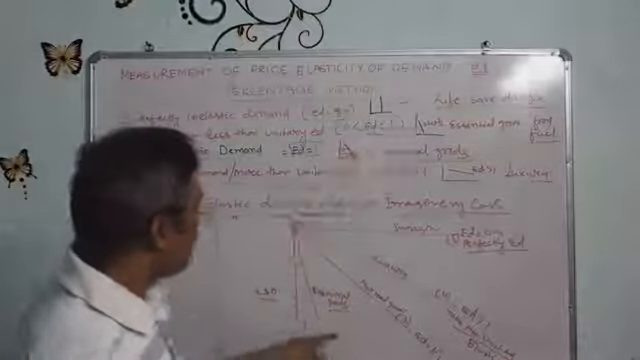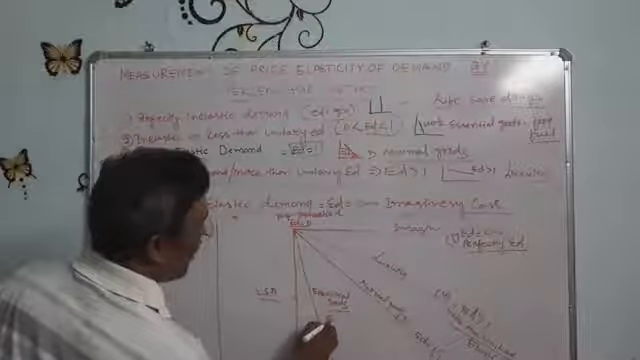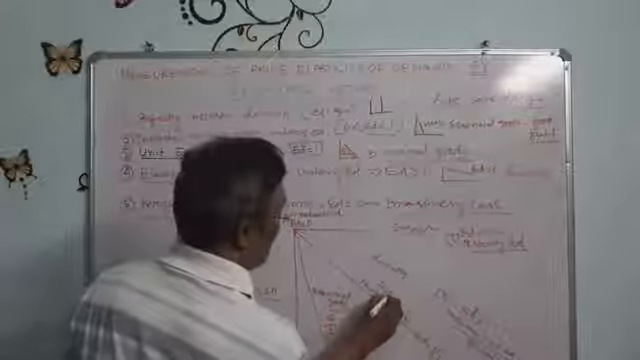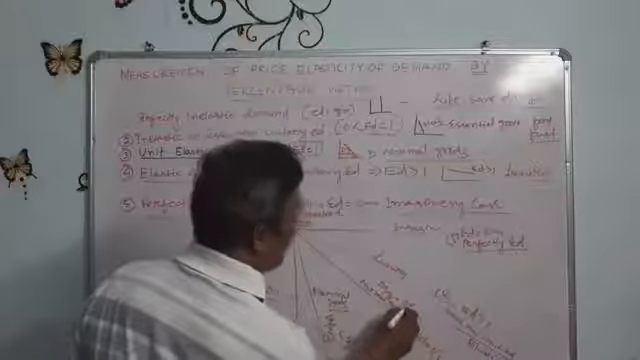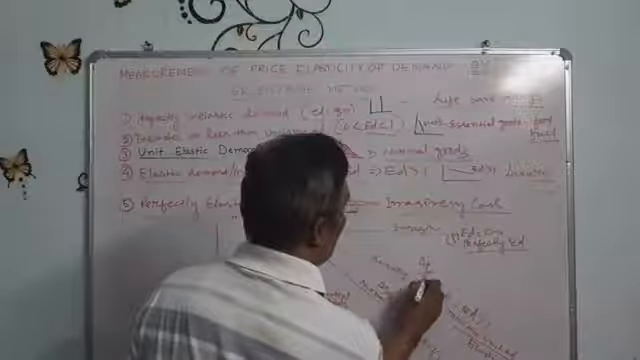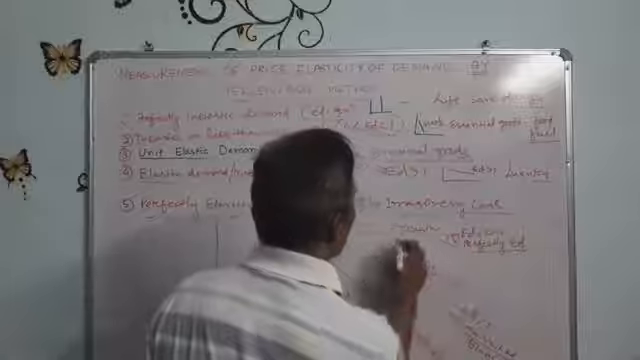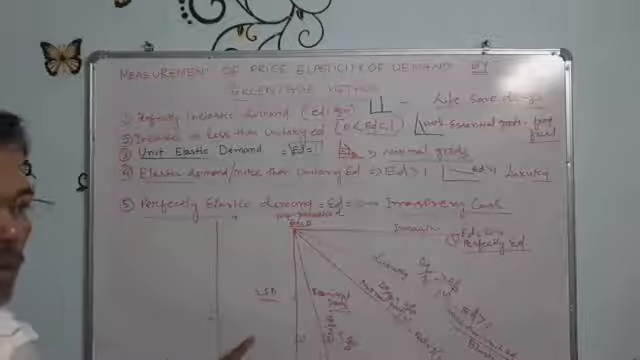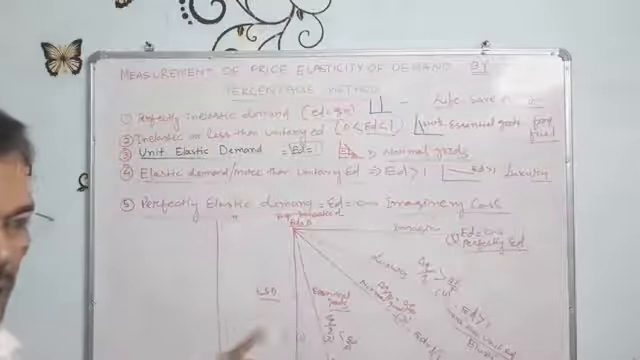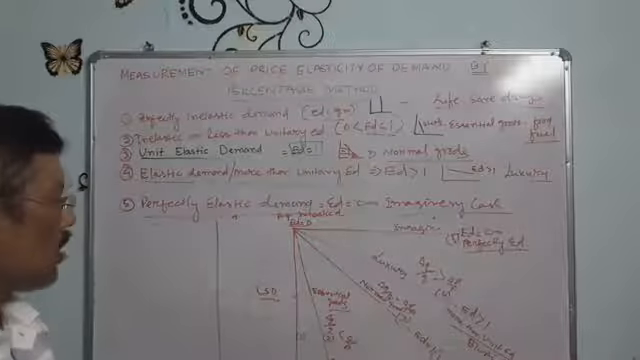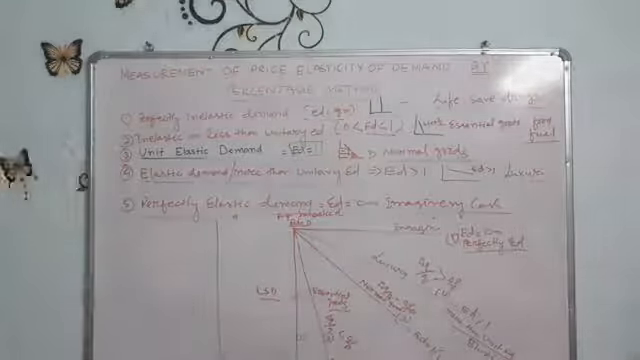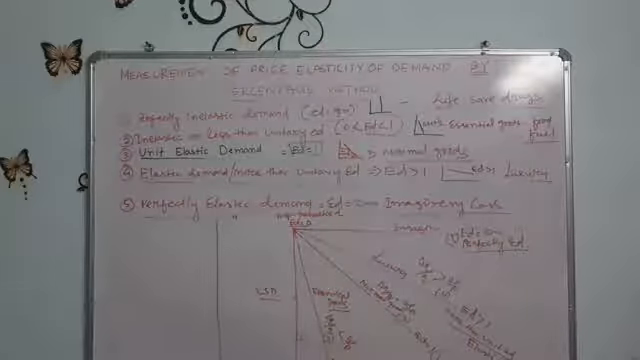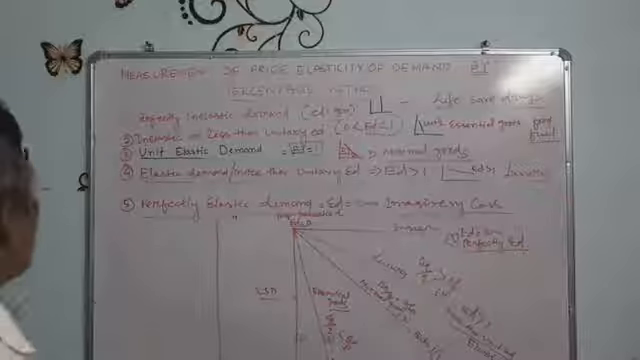In this case, delta Q upon Q is less than delta P upon P. In this case, delta Q upon Q equals delta P upon P, and in this case delta Q upon Q is greater than delta P upon P. And it is an imaginary case where the quantity demanded will be indeterminate when the price changes insignificantly. We could not say. These are the 5 kinds of price elastic demand by the percentage method.